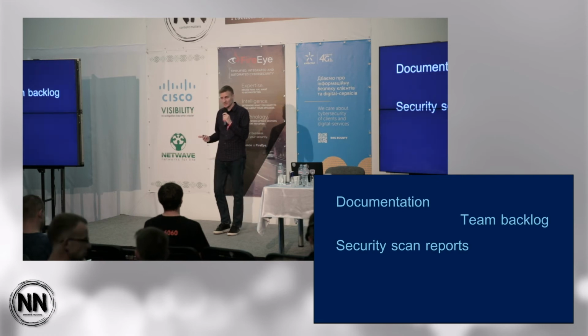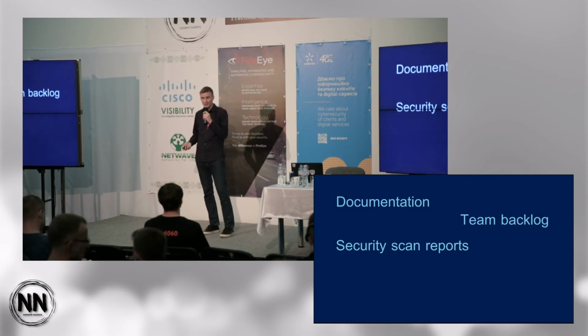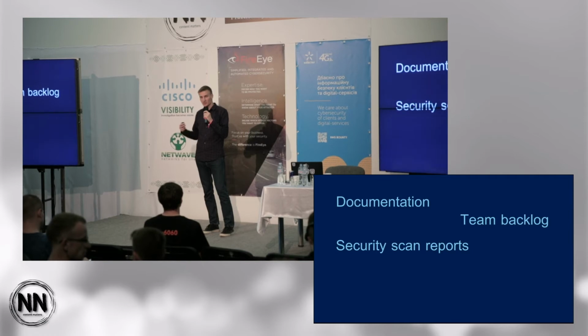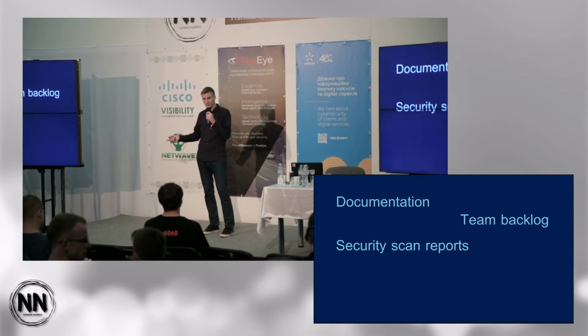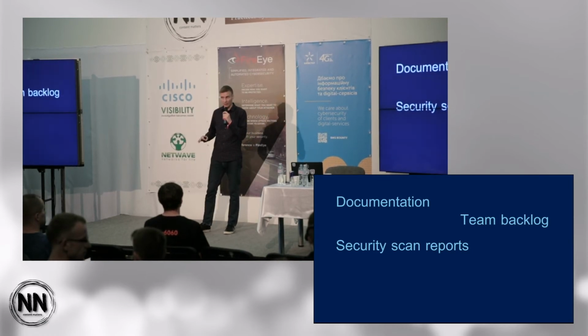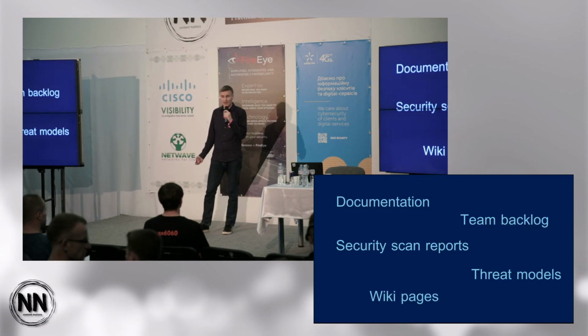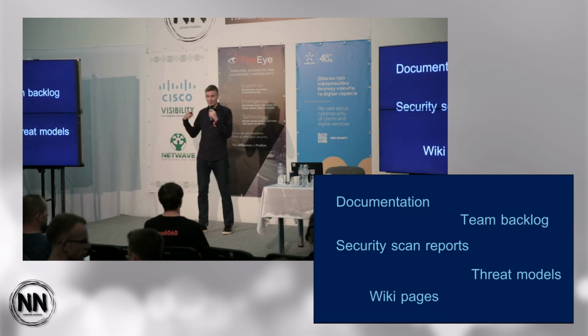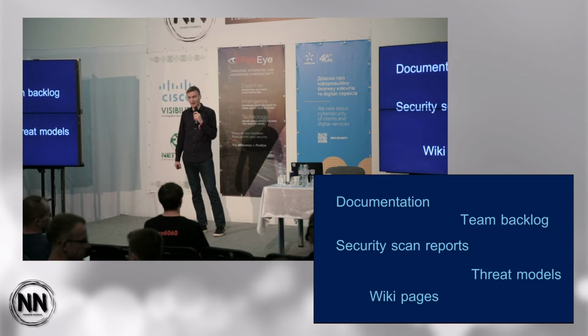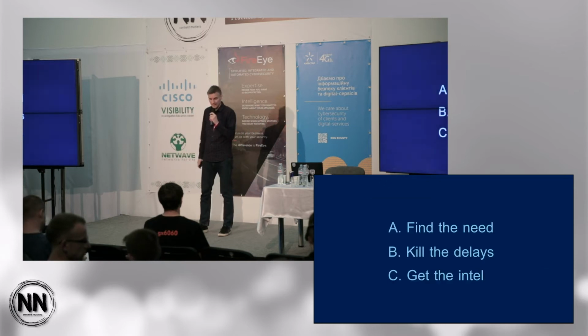If there is a security scan report with an open finding which is not fixed, why can't you take that finding, exploit it further, and show how you can take over the entire application with that small thing? And then you can mention that it was initially found by your security tool. Threat models and wiki pages are also valid sources of intelligence. And again, remember, it's up to you and your team style which resources to take.